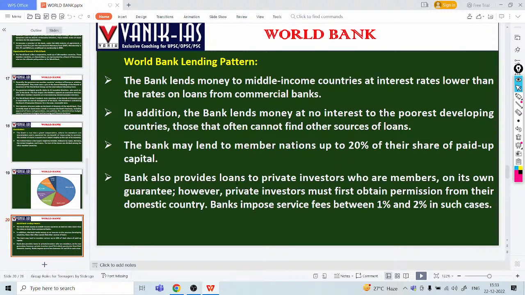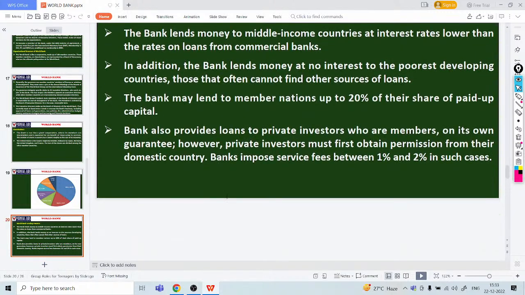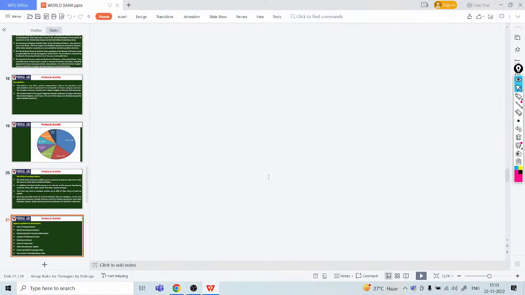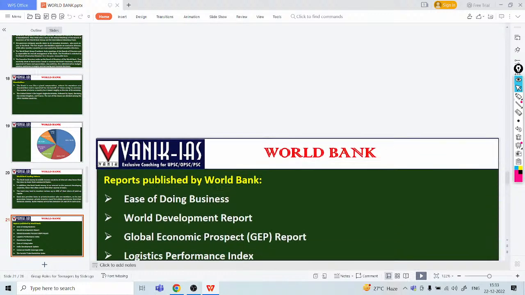Banks impose a service fee between 1% to 2% in such cases. Fine. The service fee is also collected by the bank for rendering these services to the people. So, what are the activities done?